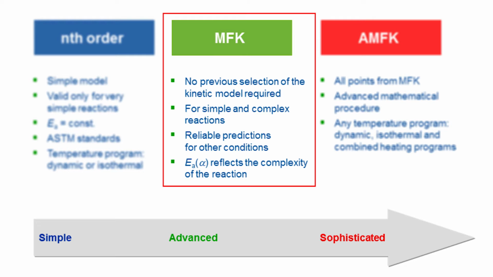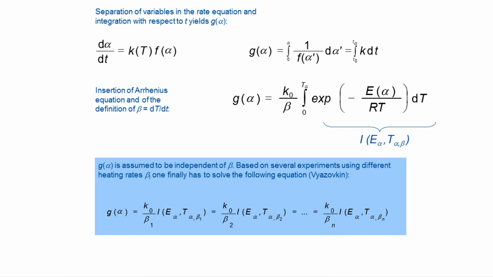MFK calculates the conversion-dependent apparent activation energy to make reliable predictions about reaction behavior. In MFK, the model-free approach of Vyazovkin uses the so-called isoconversion principle. This states that, at any particular conversion, the reaction rate depends only on the temperature and is independent of the heating rate. A webinar dedicated to MFK and other kinetic methods is freely available on the Internet.